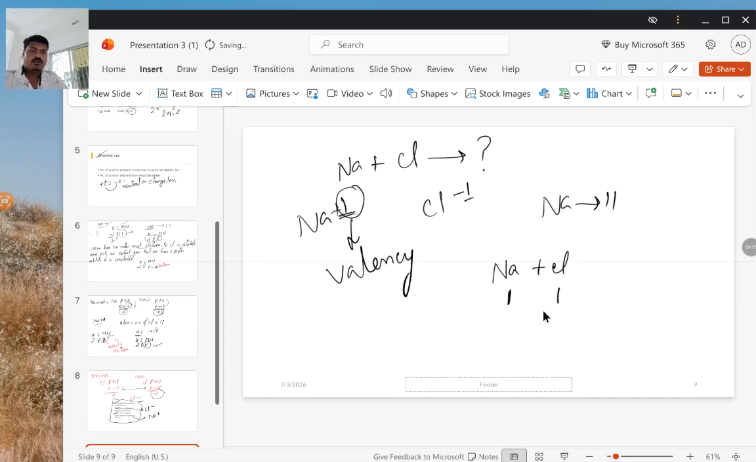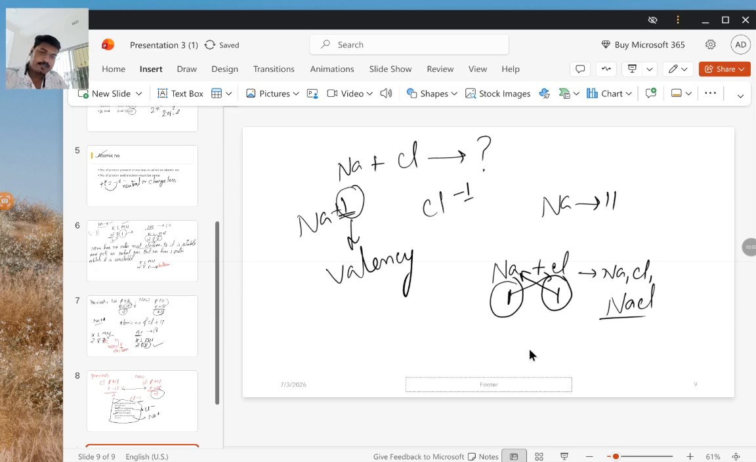We have to write the numbers. I'm writing here only plus 1, minus 1. No, you have to write only the numbers, not the sign. Now you have to crisscross. It becomes Na1 Cl1. We are not going to write 1 1, so it becomes NaCl.